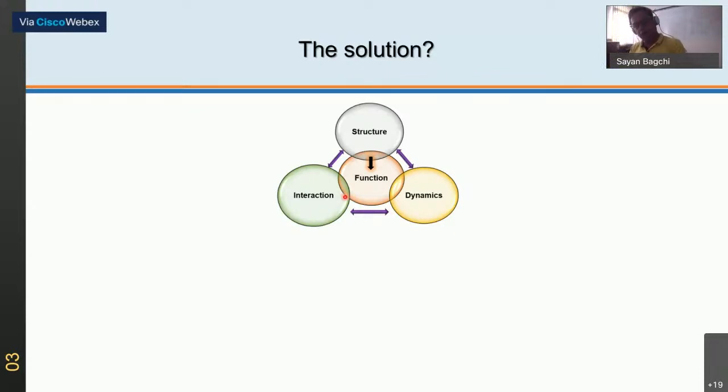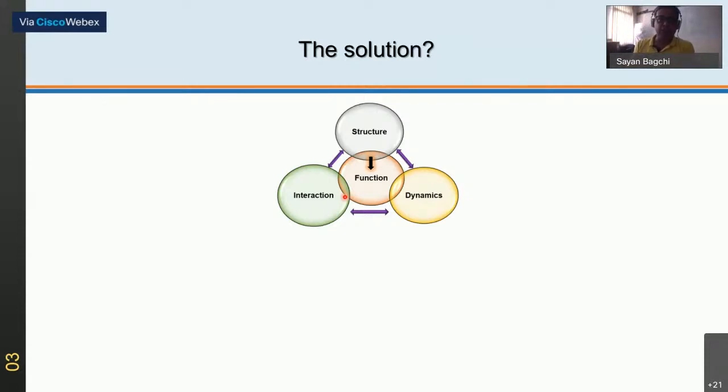Now, it has been well known that the structure-function relation is actually governed by two important aspects. Again, one is this interaction that we talked about, and the other one is the dynamics. So now let's say we have any problem in chemistry or physics, and we want to understand this structure-function relation, and we want to understand whether interaction plays the more important role or dynamics plays the more important role. And then it can be either interaction or dynamics, or it can be partly interaction, partly dynamics.